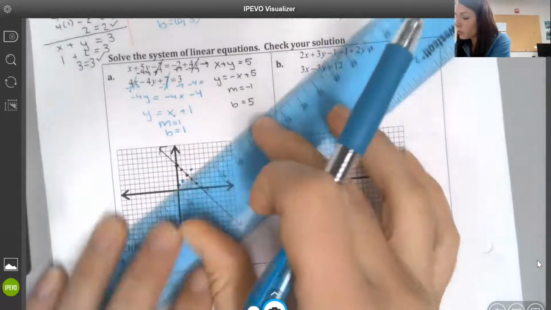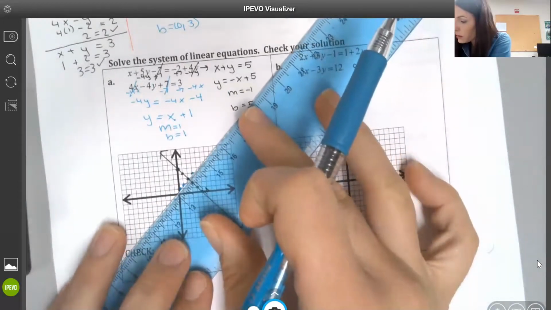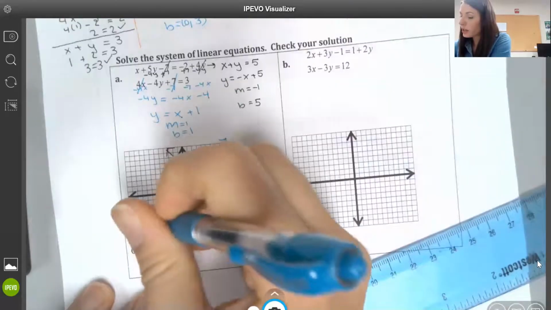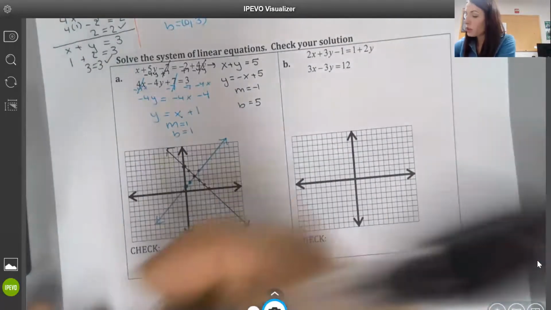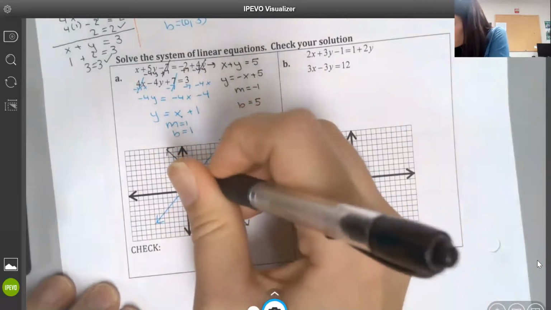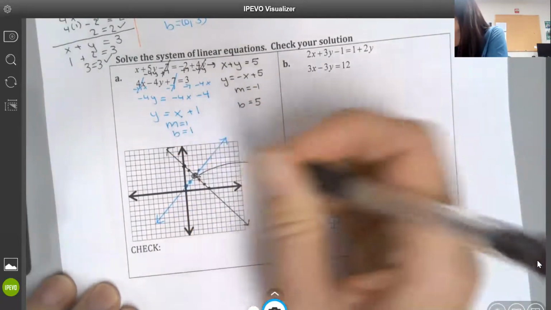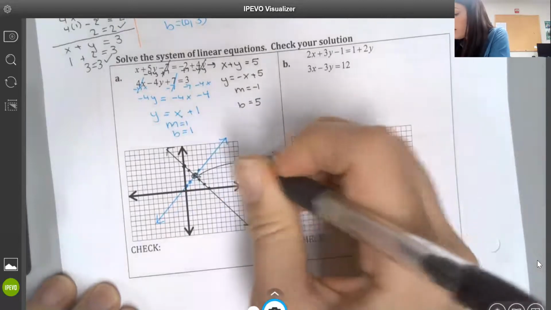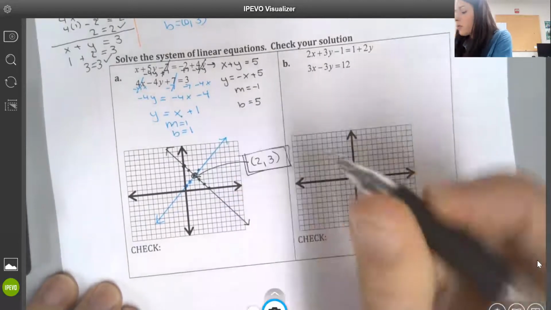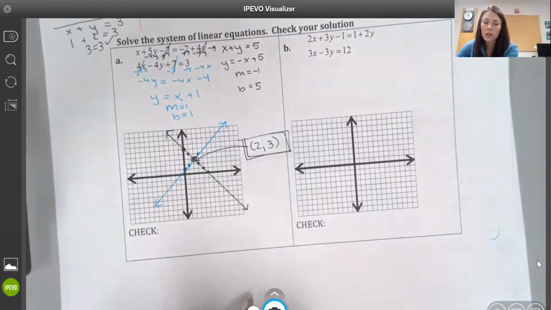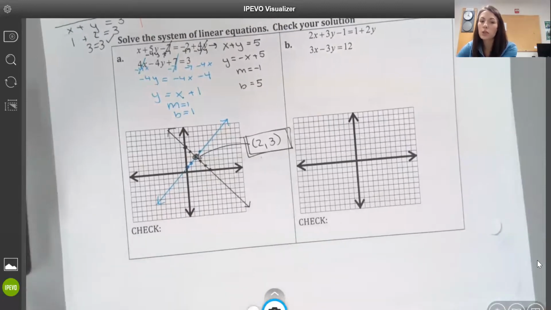So I don't need many more points here. I've got my solution. So I draw on my other line. And then where these two graphs meet right here, which is at 2, 3, that's the solution of my system. Okay, so I want to also identify it as a solution. Don't just write it and leave it in the mix of all your other work. 2, 3, I'm saying is the solution.